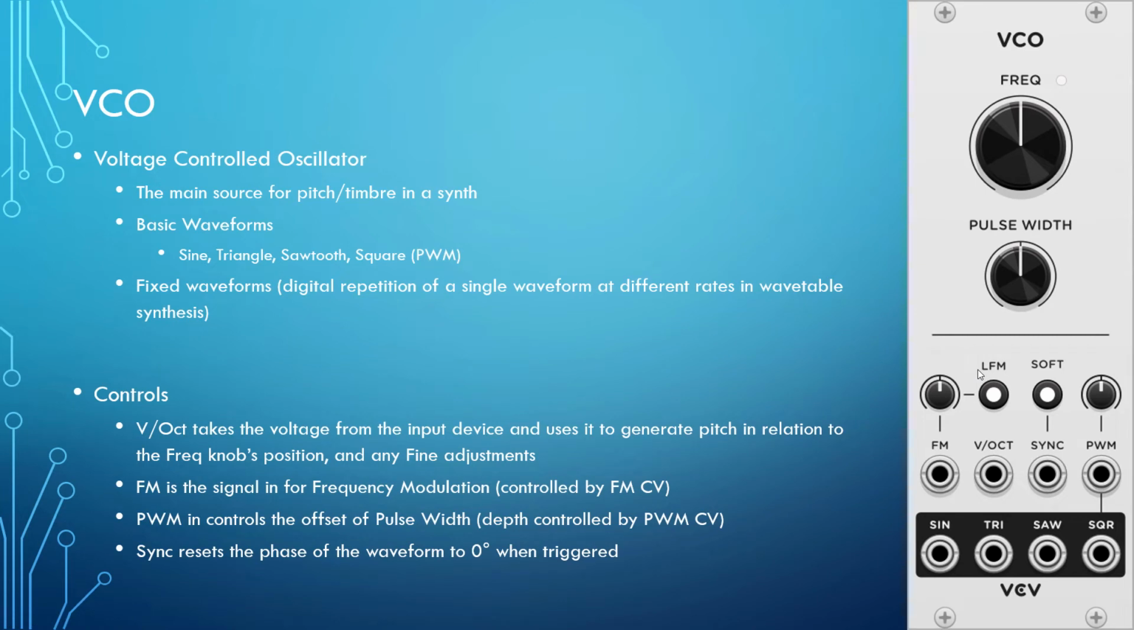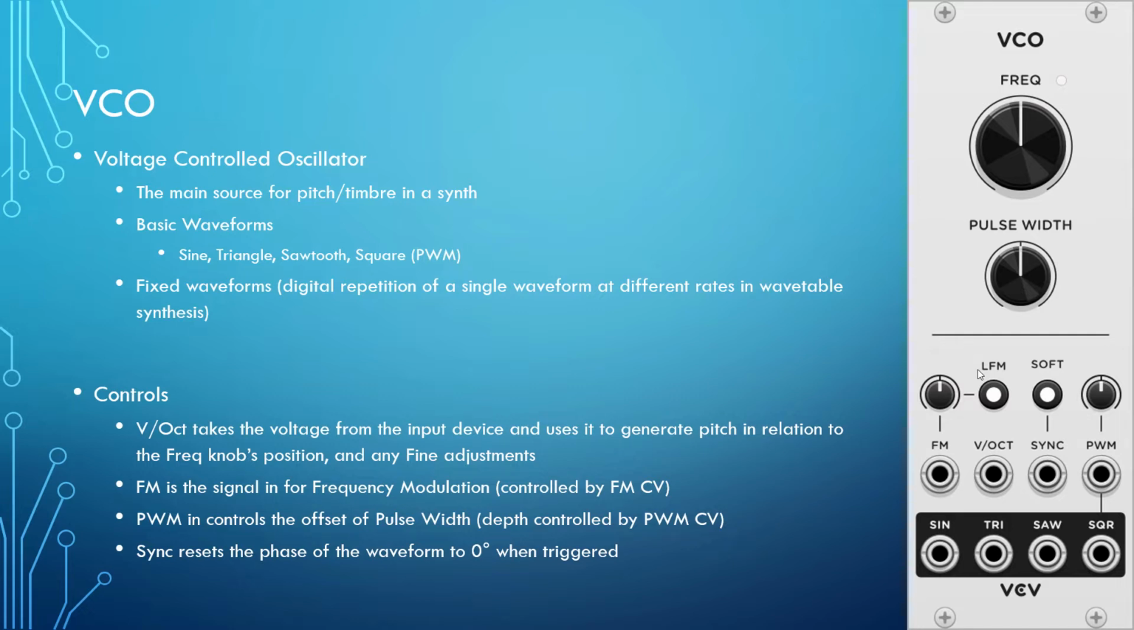The VCO, or voltage-controlled oscillator, is the main source for creating pitch and timbre in a synth. By default, it's going to output some basic waveforms of sine, triangle, sawtooth, and square, or pulse width modulation. These are fixed waveforms. They are digital repetitions of a single waveform at different rate in wavetable synthesis.